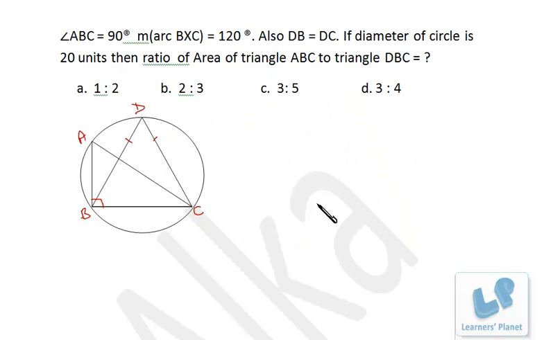Let's see this problem. Angle ABC is 90 degrees, the measure of arc BXC is 120 degrees, DB is equal to DC. If the diameter of the circle is 20, then we have to find the ratio of triangle ABC to BDC. Now friends, listen to me carefully. See, this center angle is 120 degrees. I'll just draw the diagram over here. This angle, if it is 120 degrees, then from the same segment, the angle at the circumference will be half of that, right? If it is 2x, it is x.